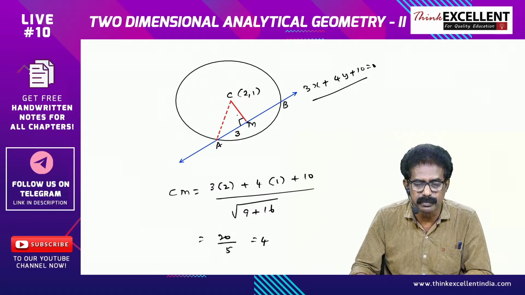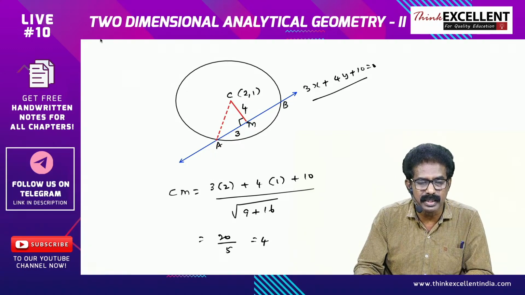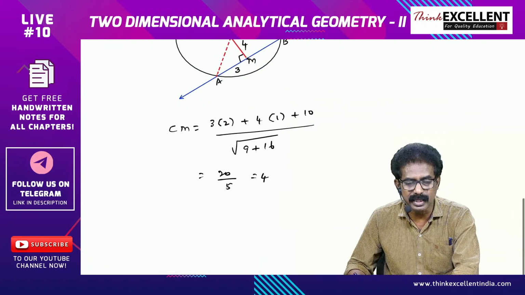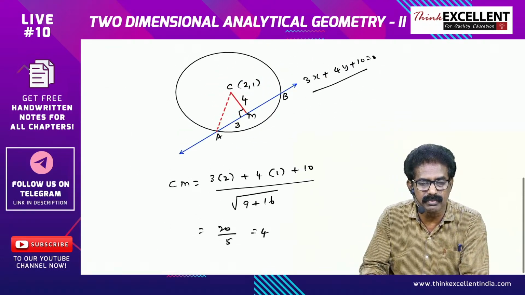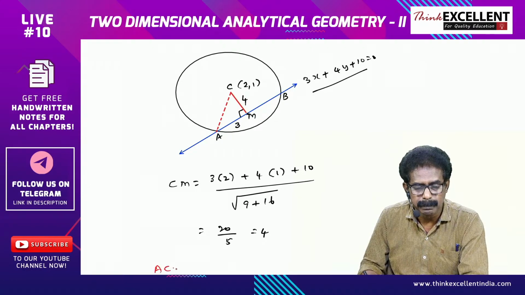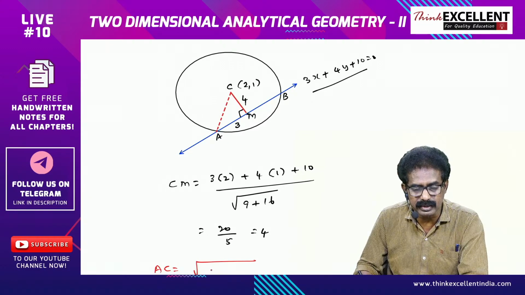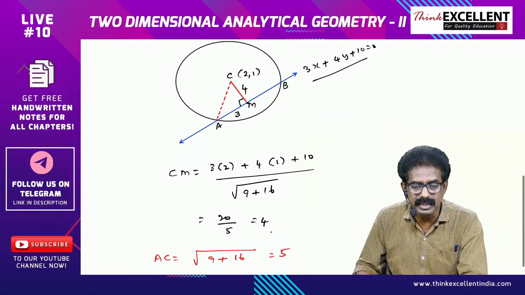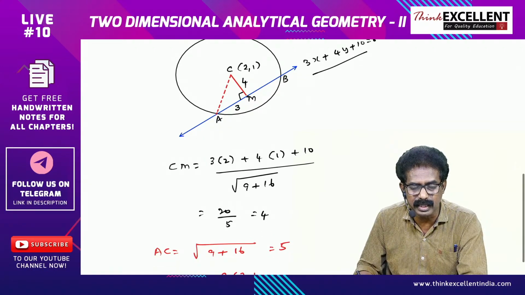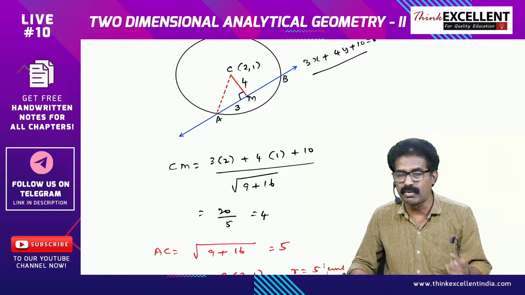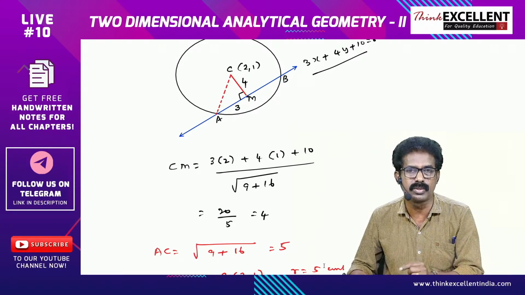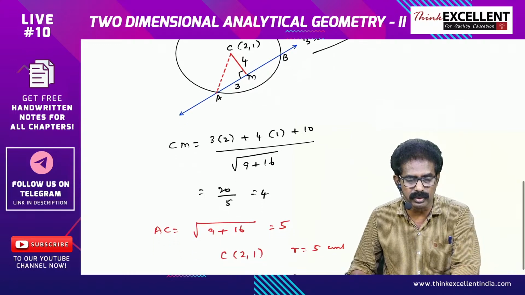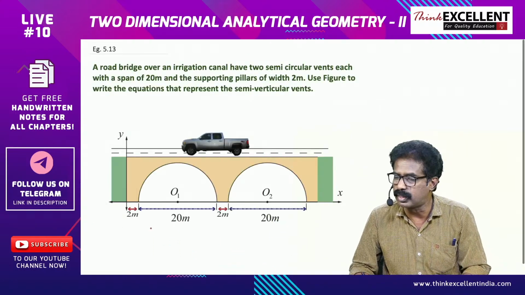CM value is 4. Can you find AC now? Yes, you can find AC, because it is a right angle triangle, so you can use the Pythagoras theorem. AC is equal to root of AM square, that is 3 square 9, plus CM square, 4 square 16, root 25 is 5. So the center is 2,1, that is our h, k. The radius is 5 units. With center and radius known, as I first taught, x minus h the whole square plus y minus k the whole square is equal to r square. Okay, now let's move on to the next question.